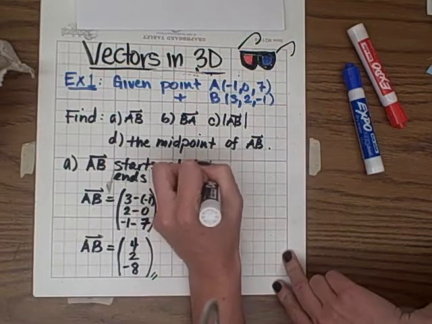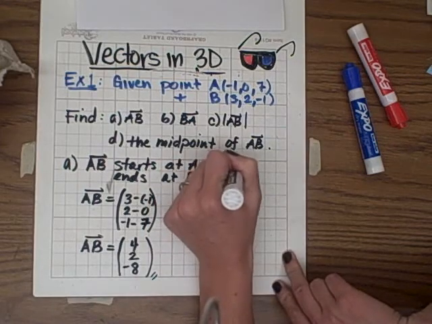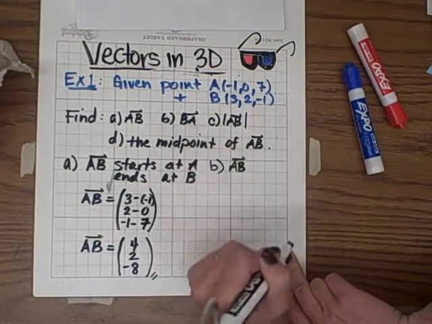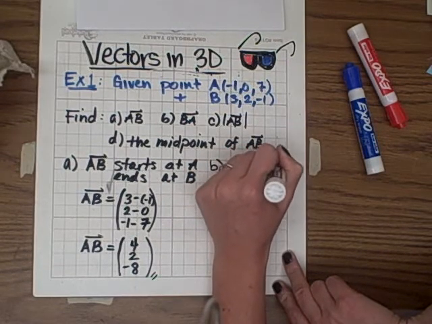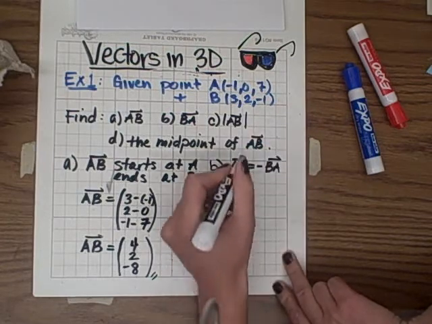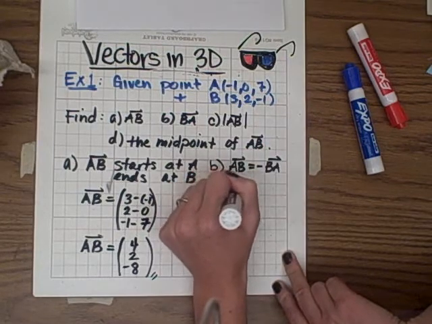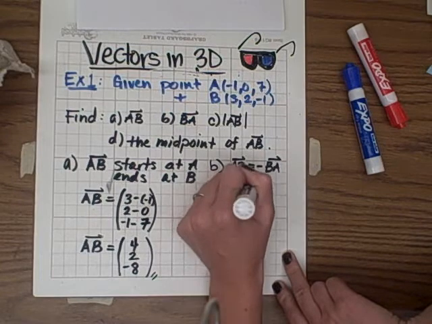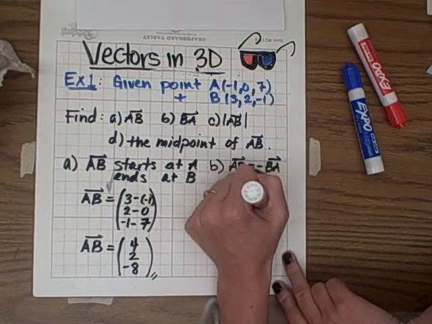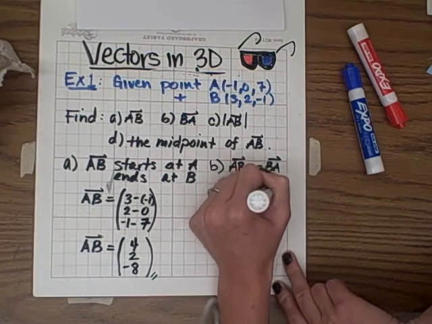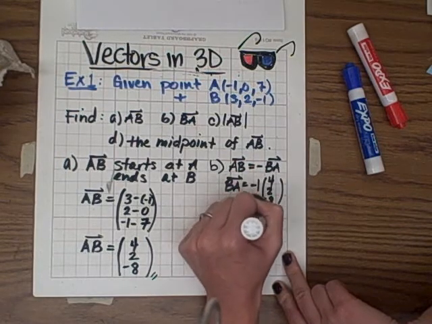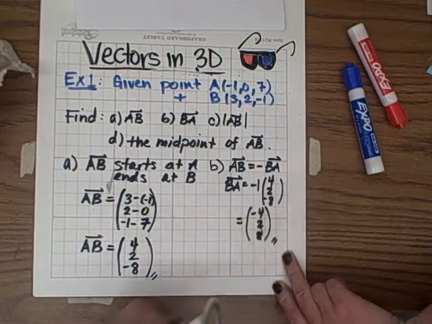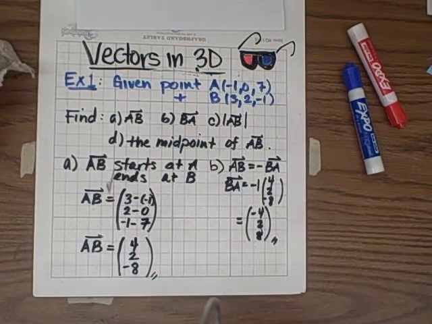For part B, I can use the fact that the vector that goes from A to B is equal to -1 times the vector that goes from B to A, and vice versa. So vector BA is just going to be -1 times vector AB, 4, 2, -8, which would be -4, -2, and +8. Alright, so these are the two vectors, vector AB and vector BA.